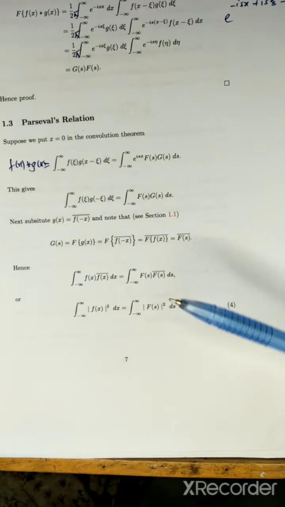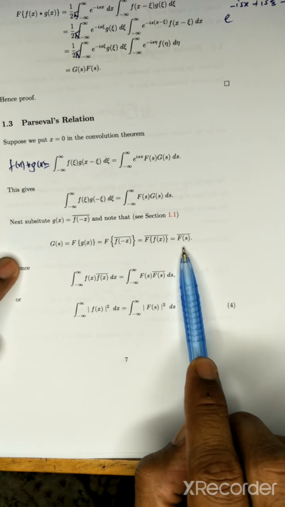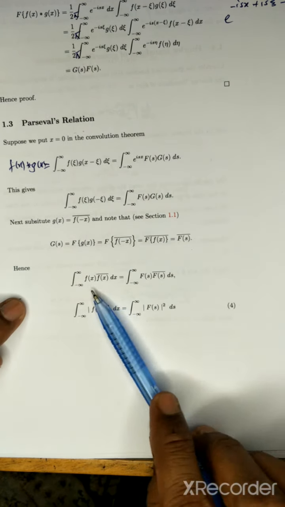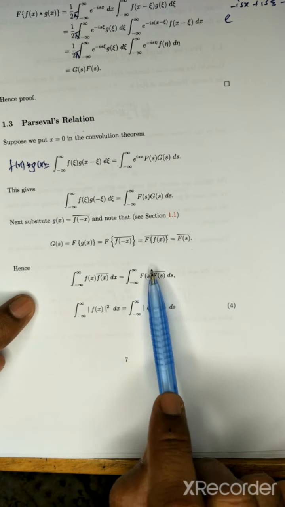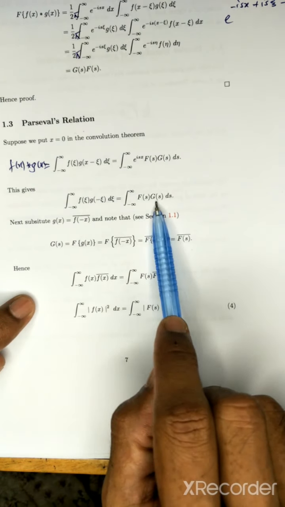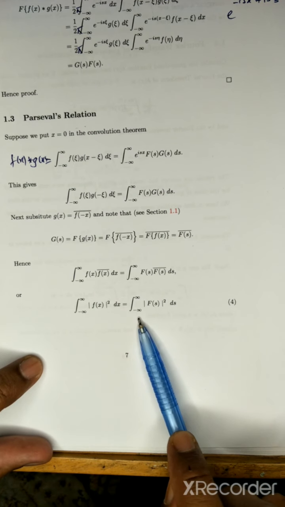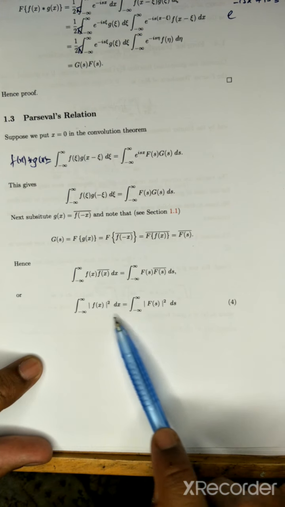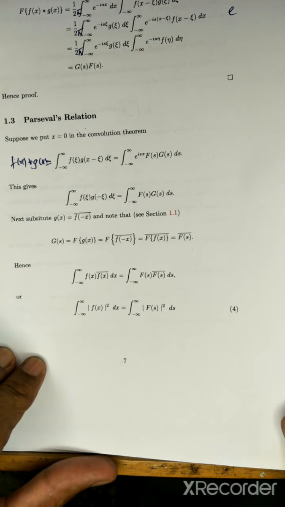Using this definition, you can see that g(s) is equal to the conjugate of f(s). So you substitute into there, so you have f(x), f conjugate, and on the right-hand side you have f(s), and g(s) is the conjugate of f(s), and you end up with that relation. So this is what we call the Parseval relation.